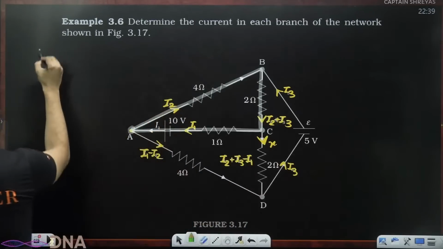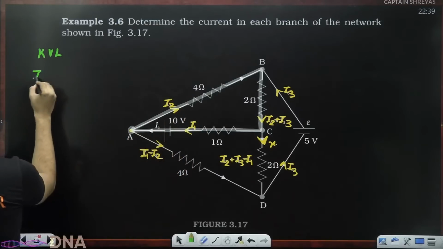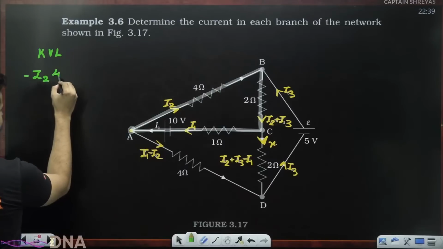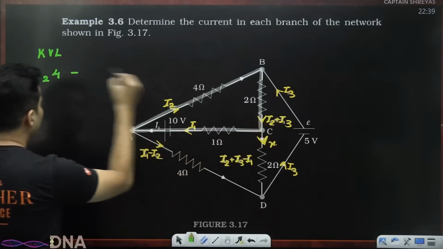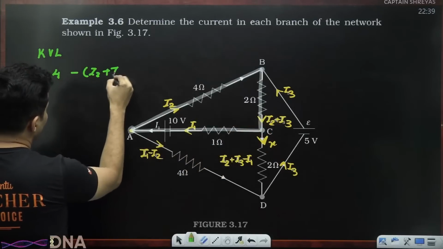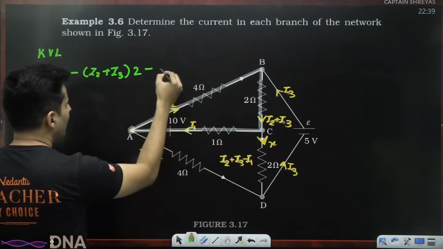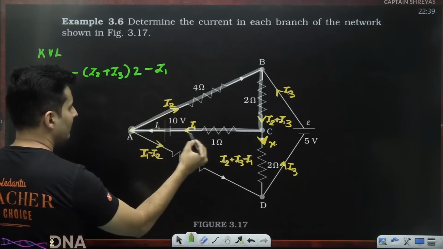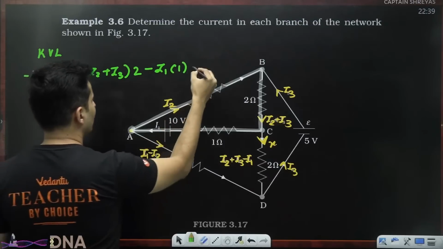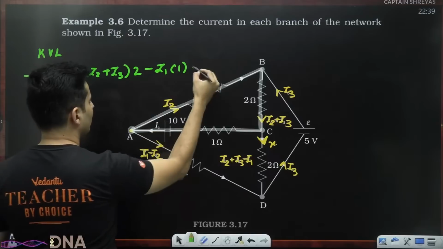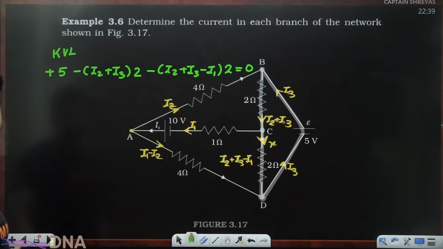So if you start from point A and apply Kirchhoff's voltage law, I'm going in the direction of the current. So negative I2 into resistance. In the direction of the current, negative. So this current into resistance, so I2 plus I3 into 2. In the direction of the current, so again negative, and that is basically I1 into R1. And there is a battery over here, negative to positive, so plus 10 is equal to 0.